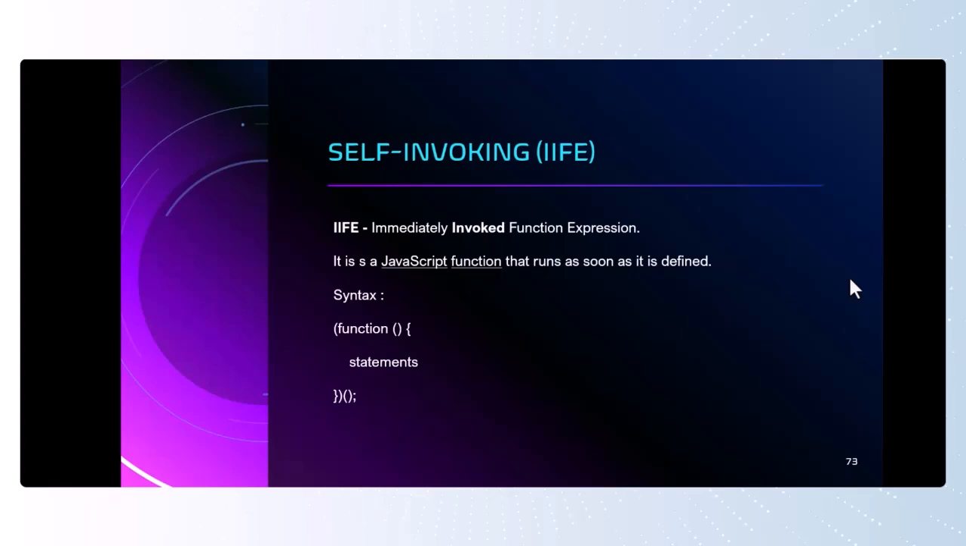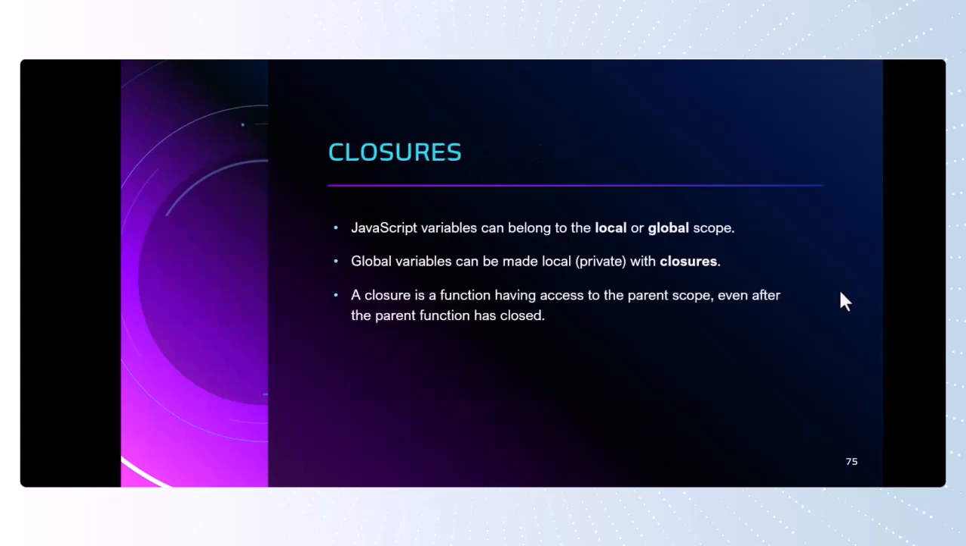Self-invoking function is an IIFE, immediately invoked function expression. It is a JavaScript function that runs as soon as it is defined. Closures. JavaScript variables can belong to the local or global scope. Global variables can be made local or private with closures, and a closure is a function having access to the parent scope even after the parent function has closed.